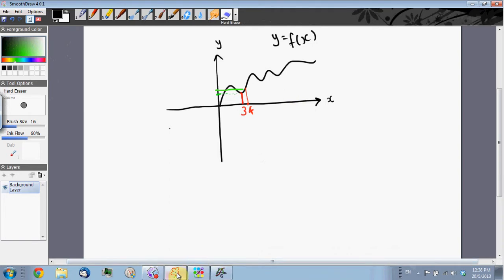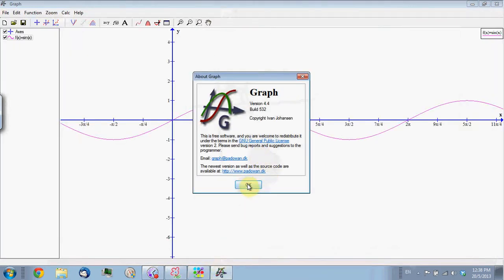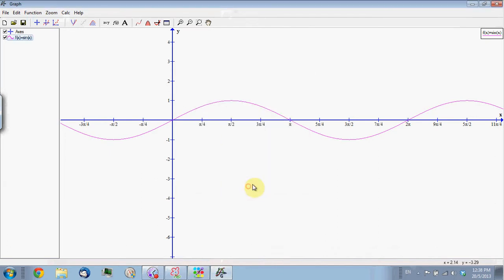I'm going to use a software called Graph. It's a free software, so you can download it online to learn about graphs. First, let us take a look at the most basic trigonometric graph, which is f(x), which is y equals sine x. See here? This is a graph of y equals sine x.